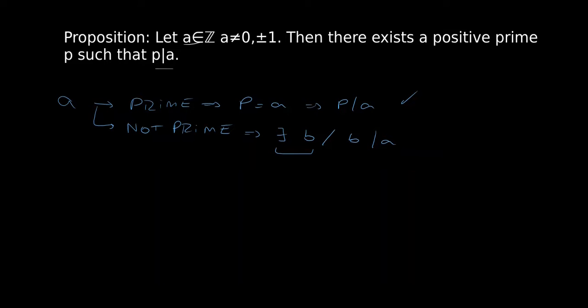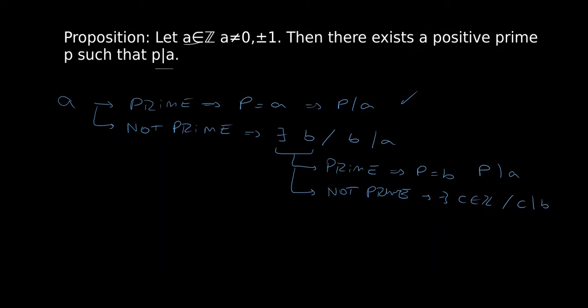Now for this integer b we again have two options. B can be prime or b can be not prime. Again, if b is prime, then just set p equal to b and p will divide a. And if b is not prime, then again there exists an integer c such that c divides b. And so on until we get to a number that's not divisible by any other number, only itself and 1. Then that number would be a prime number and it would divide a.